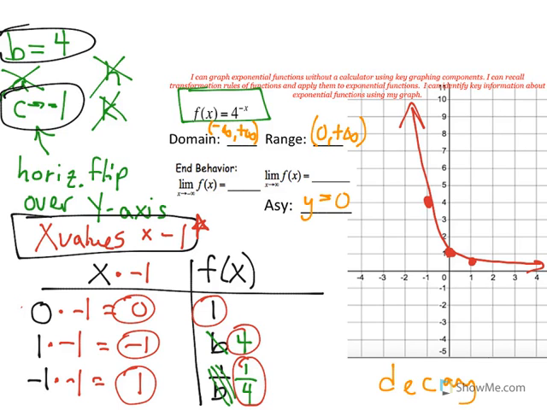You'll see your domain and range. You'll see your asymptote listed up there. The one thing that I didn't fill in yet was the end behavior, the limits. As my x values approach -infinity, what are my y values doing? They are approaching infinity.